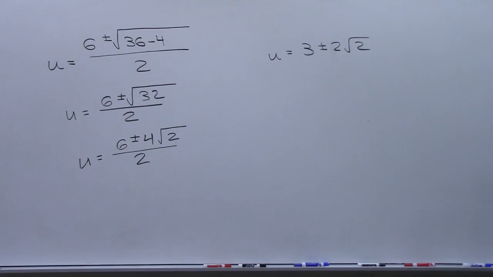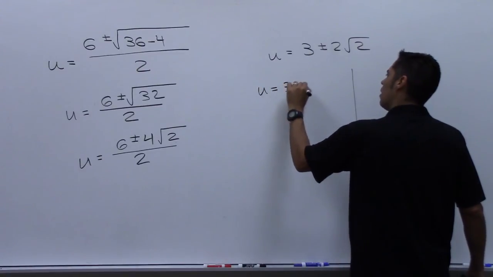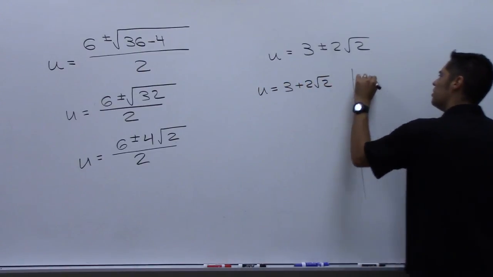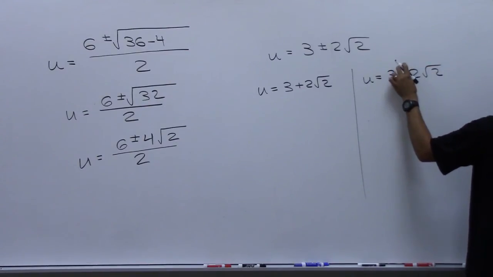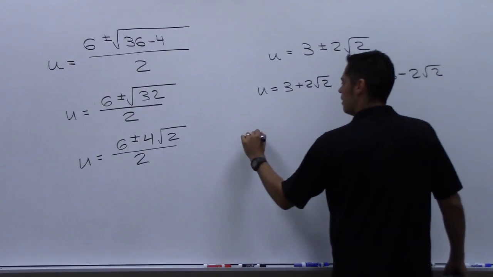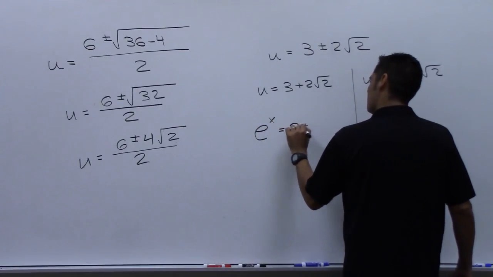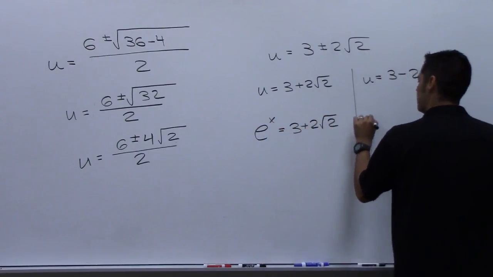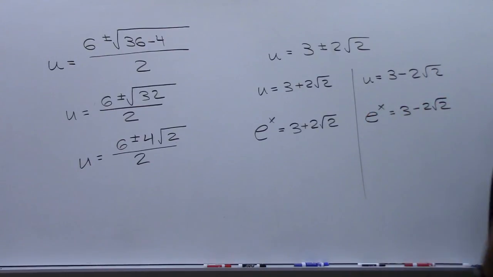U is equal to 3 plus 2 root 2. U is equal to 3 minus 2 root 2, right? What's u? E to the x. Whenever you're saying u, it's very confusing. That's this and this.